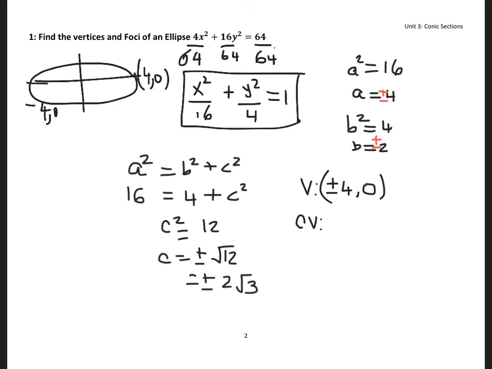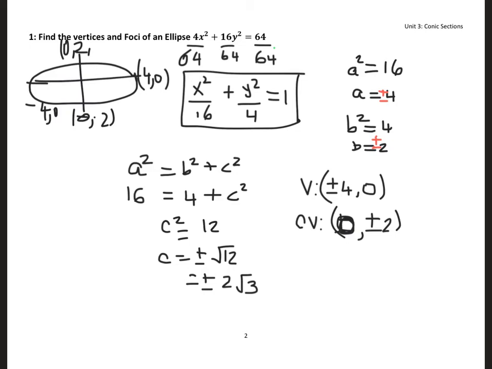That's it, negative. So 2, 0, 2, and negative 0, negative 2. So the co-vertices are plus or minus 0, plus or minus 2. That's what we are supposed to find.